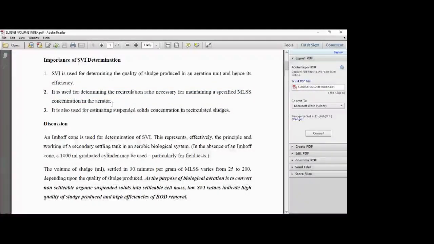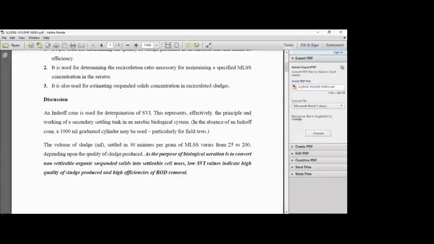In the theory part, sir would have told you that in the ASP process, we normally recirculate the sludge that is settled in the secondary sedimentation tank, and a part of that recirculated sludge we add again in the aeration tank. How much sludge is to be recirculated is decided by the recirculation ratio, and the recirculation ratio can be found out with the help of the sludge volume index. To run the ASP, you require a very precise recirculation ratio, and without SVI we cannot find out the recirculation ratio.